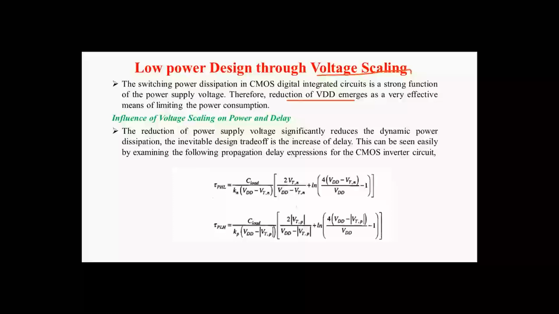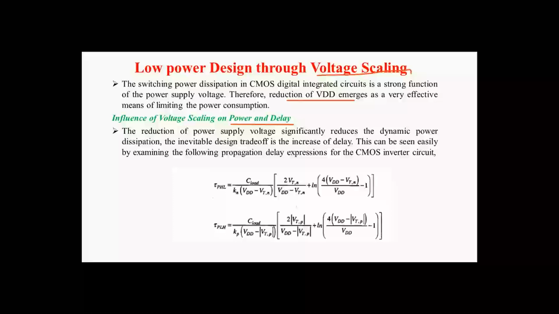Now we have to see the effect or influence of voltage scaling on the power and delay. What is the relationship? We have to understand that concept, and only then go on to the methods available for low power design through voltage scaling.